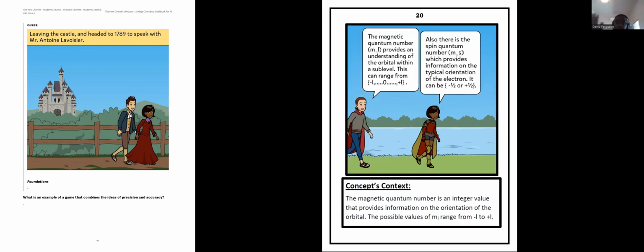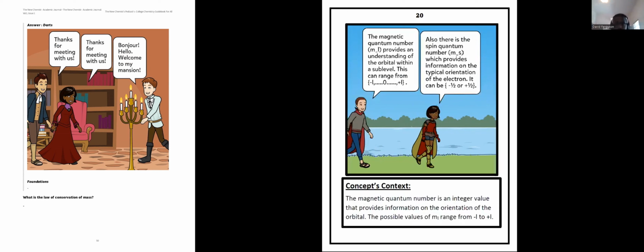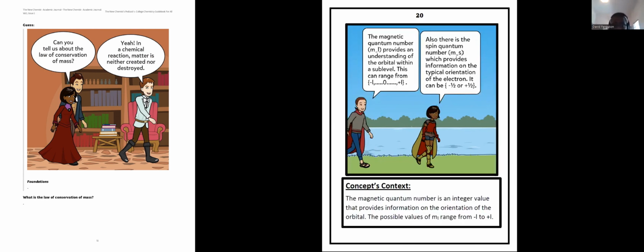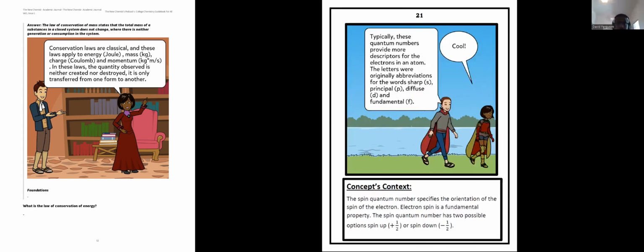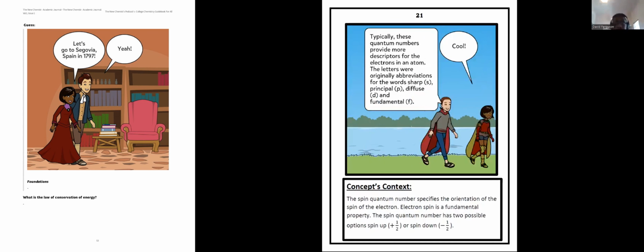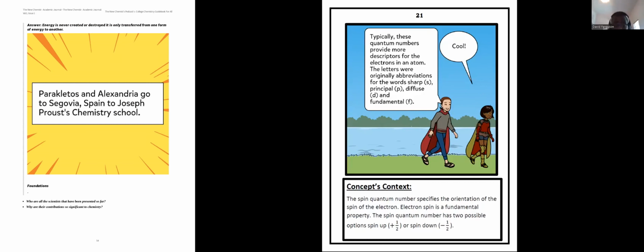The magnetic quantum number, m sub L, is an integer value that provides information on the orientation of the orbital. The possible values of m sub L range from minus L to plus L. M sub S, the spin quantum number, specifies the orientation of the spin of the electron. Electron spin is a fundamental property. The spin quantum number has 2 possible options, spin up or spin down.